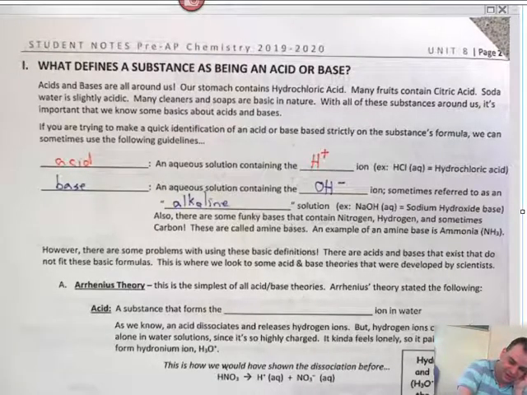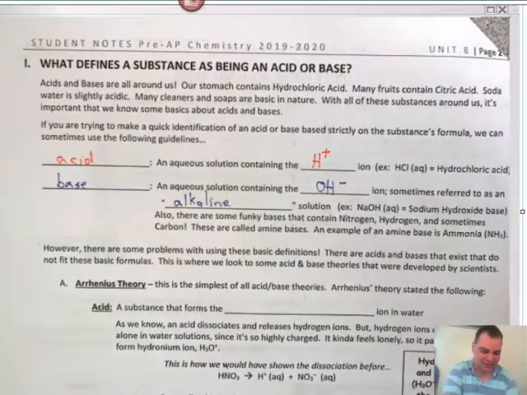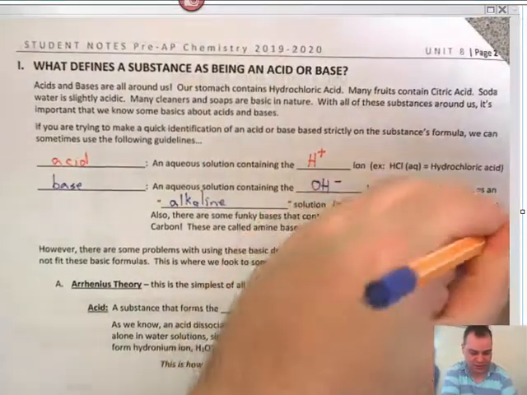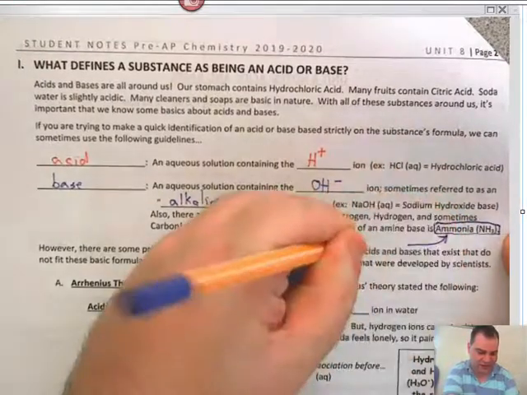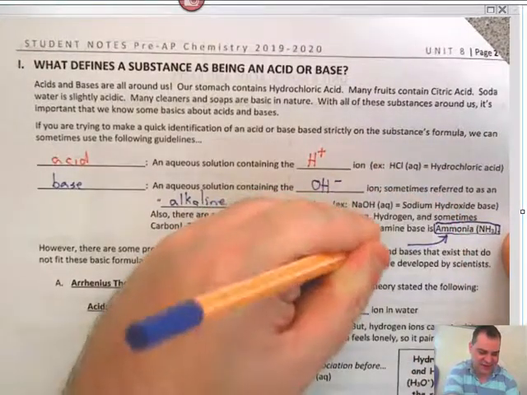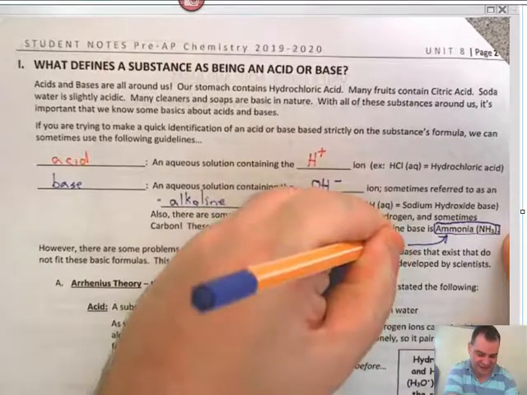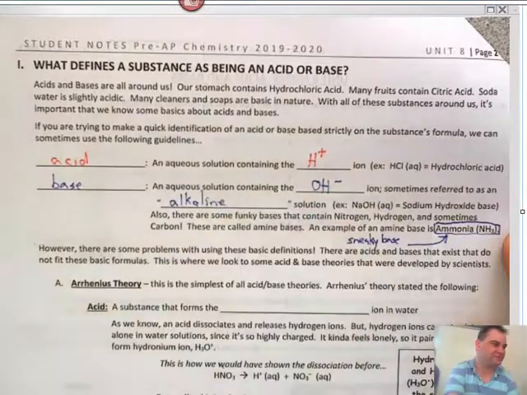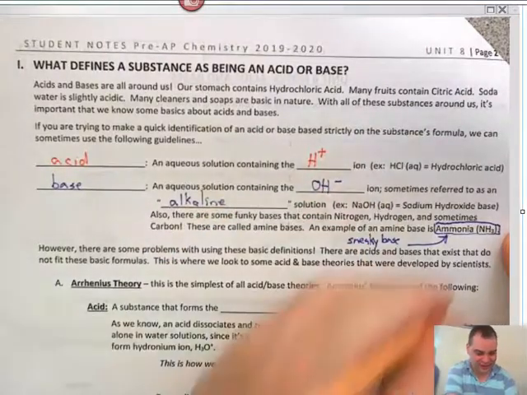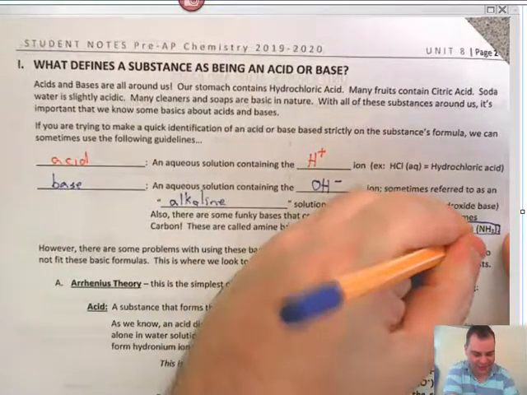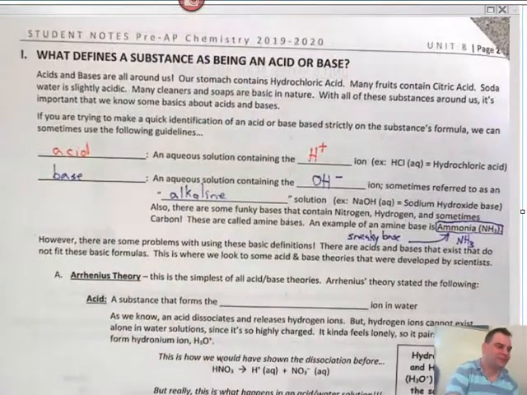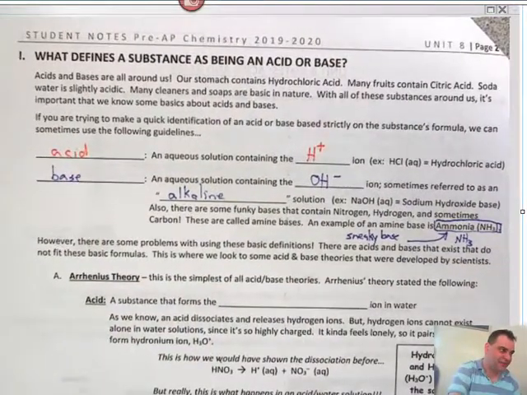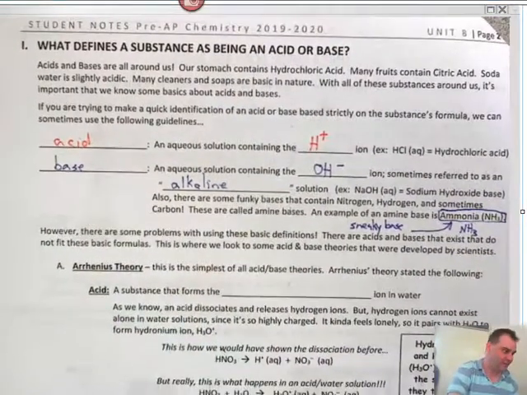There are some funky bases that do not have hydroxide in them. There are amine bases. An example of an amine base is ammonia. Ammonia right here is the sneaky base. It's the sneaky base because the formula is NH3 and you don't see the OH in it. It's a sneaky base, which makes it weak, which we'll go over later, but that's okay.